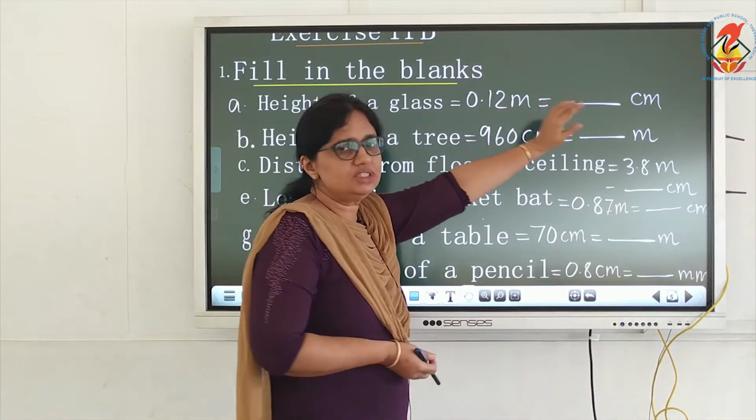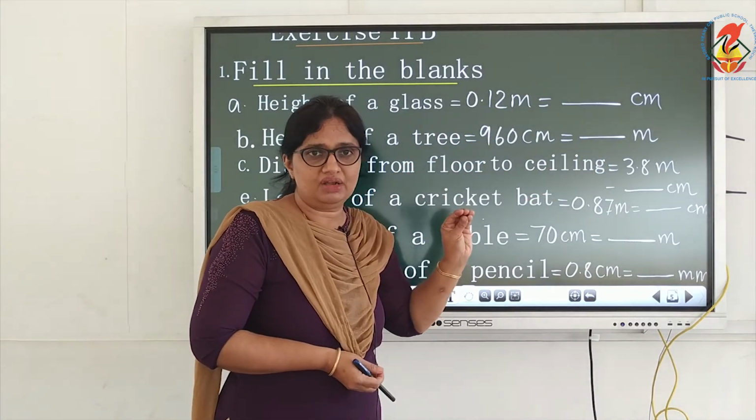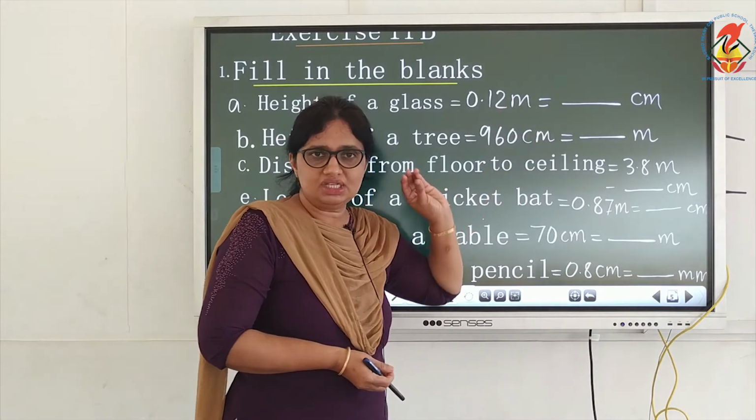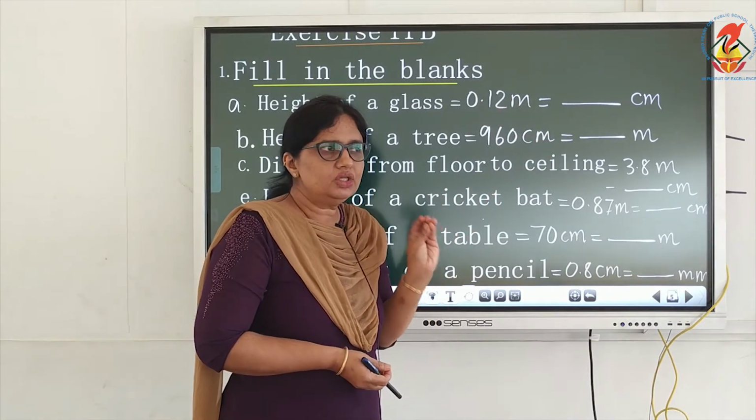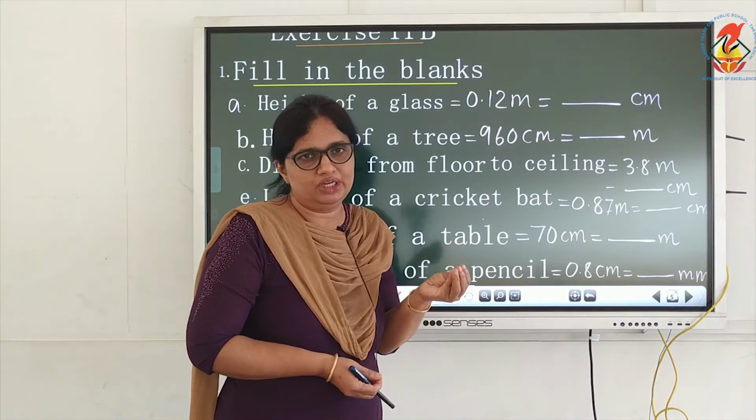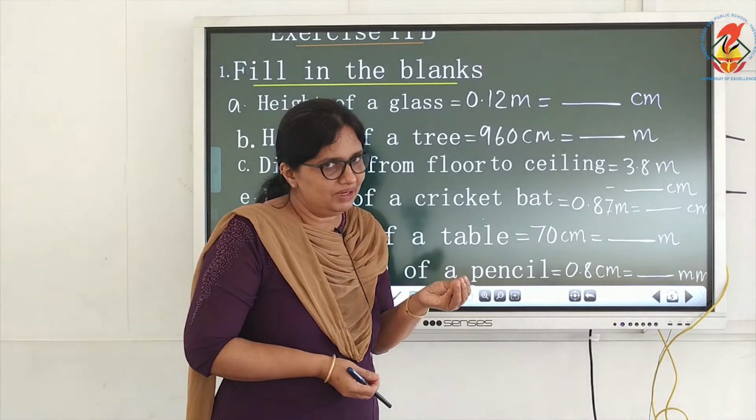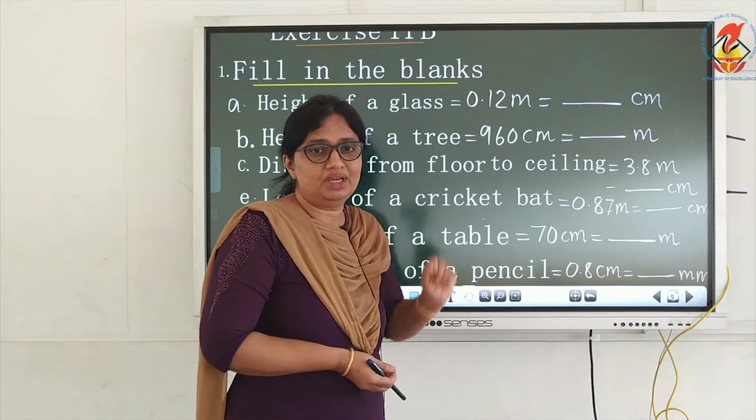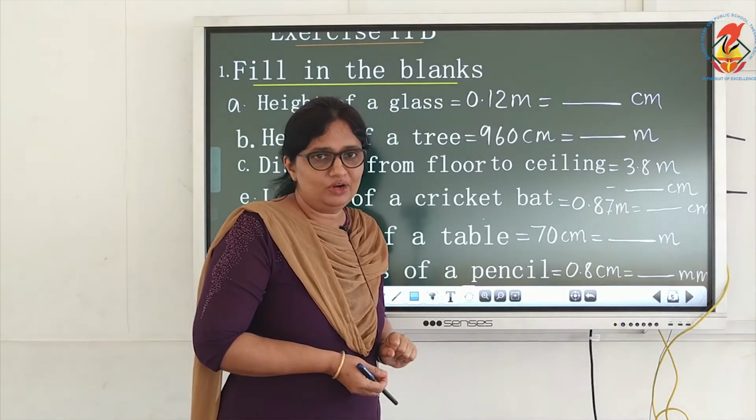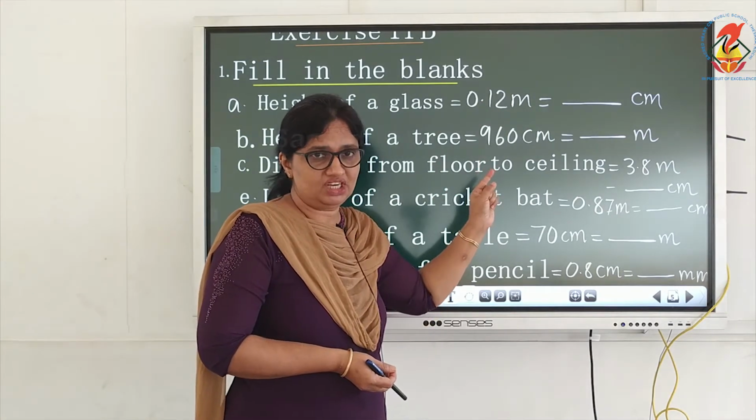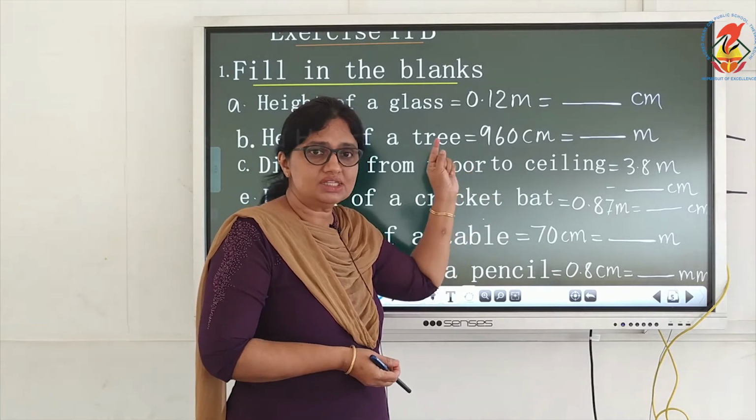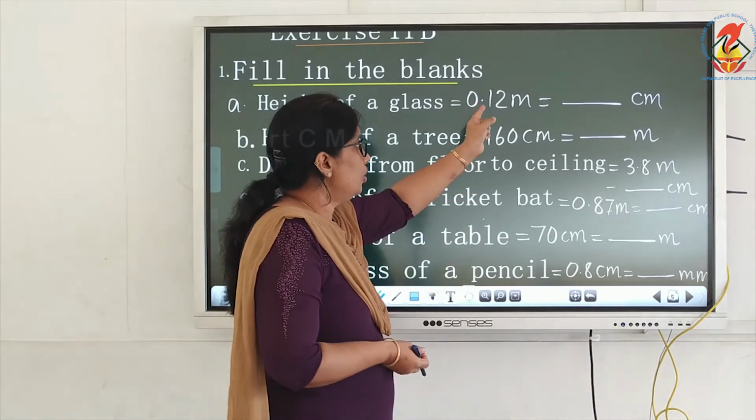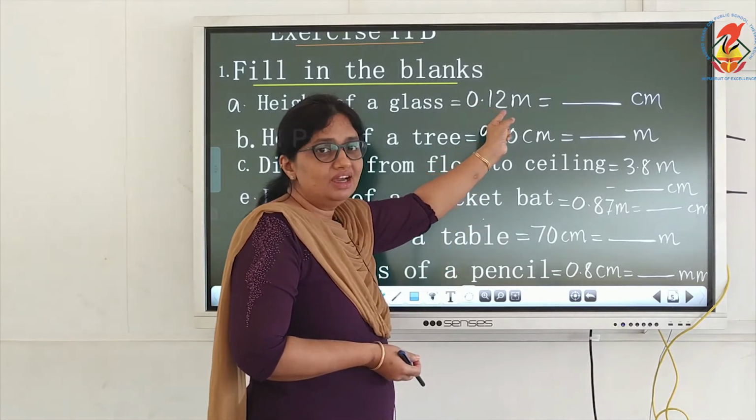Here meter to centimeter, meter is the bigger one, right? And centimeter is the smaller one. Bigger to smaller unit, we need to use what only there? Multiplication only. So I need to multiply by which number? 100 only, right? That's the relation between meter and centimeter. 1 meter equals 100 centimeter. So I need to multiply by 100.